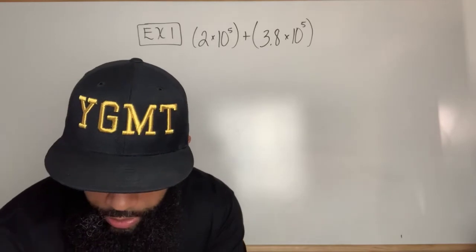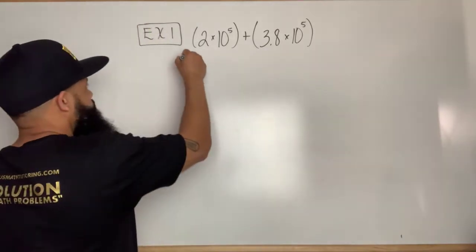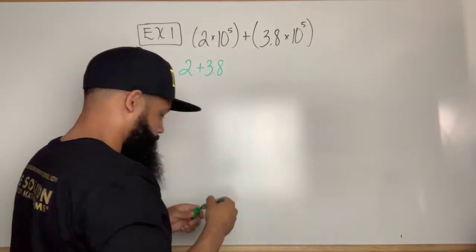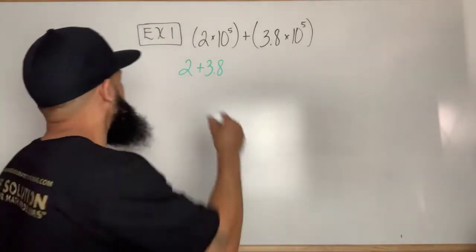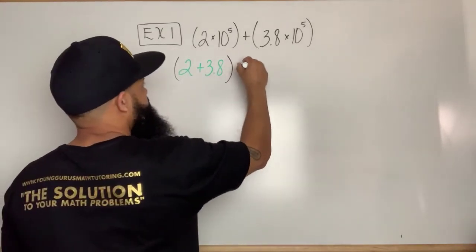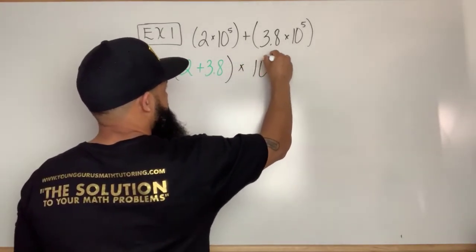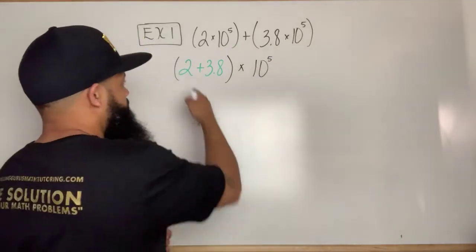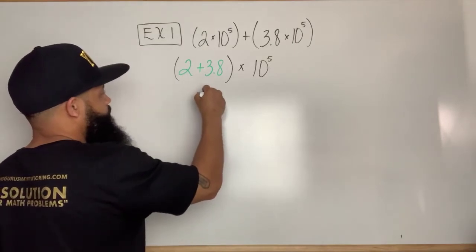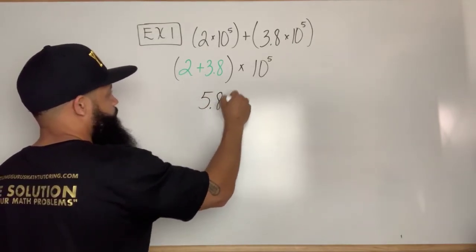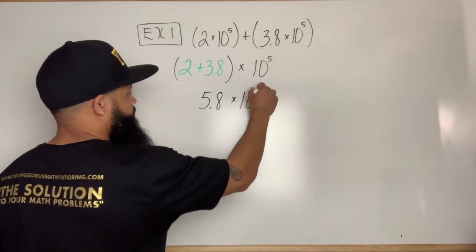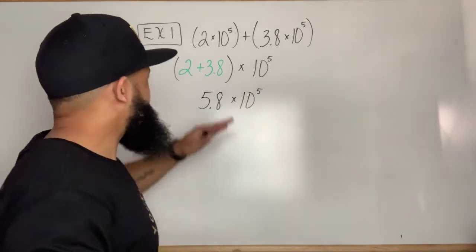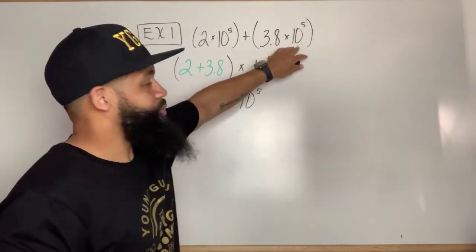And let me use a different color. So I'm going to say 2 plus 3.8. All right, and I'm going to keep that in parentheses. And then we're simply just going to say times 10 to the 5th power, because you have 10 to the 5th power here and there. All right, so now 2 plus 3.8 is simply going to give me 5.8, and then I bring down the times 10 to the 5th power. All right, so that one is, like I say, fairly simple when you have the same power of 10.